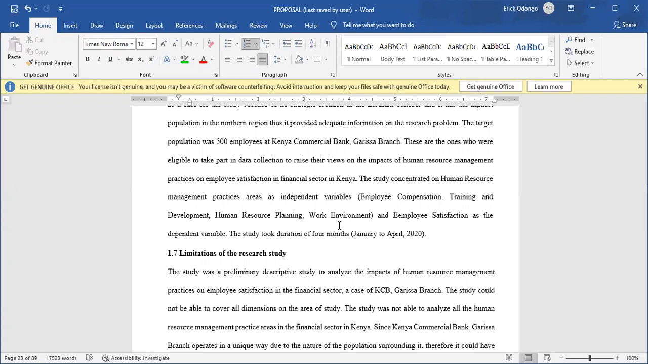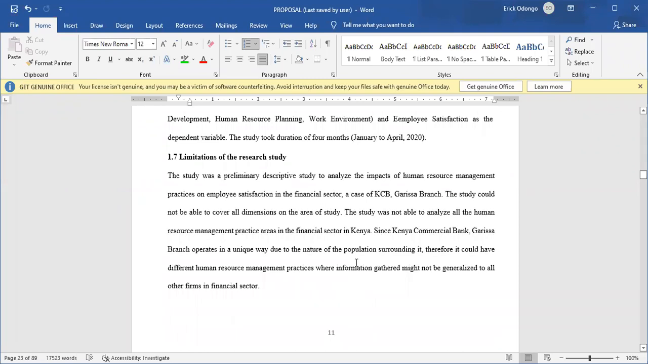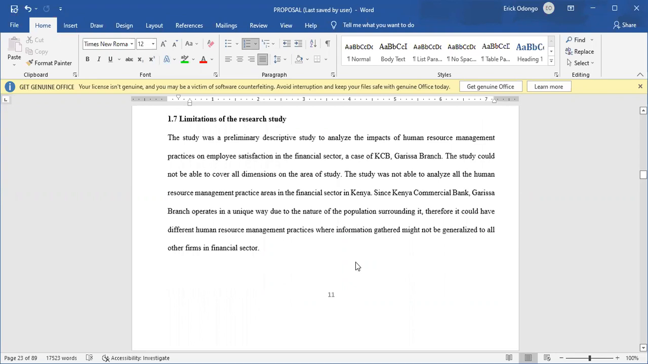Challenges, again, regarding the finances. Maybe you needed to travel from one point to another. There were weather problems or climatic changes. You need to tell us that under the limitations of the research study. So that is your chapter 1 on your proposal. So your proposal will cover that.